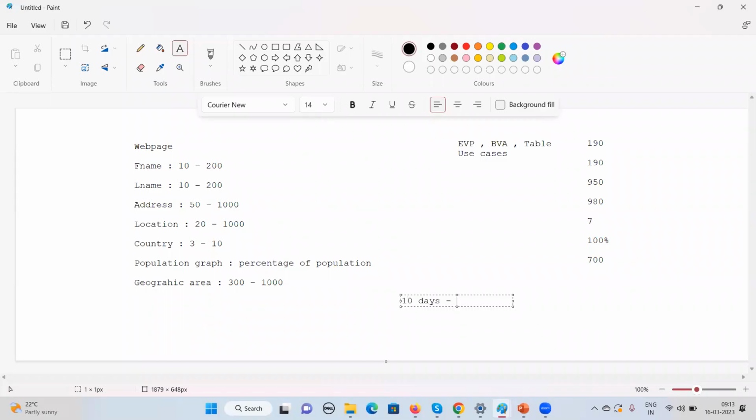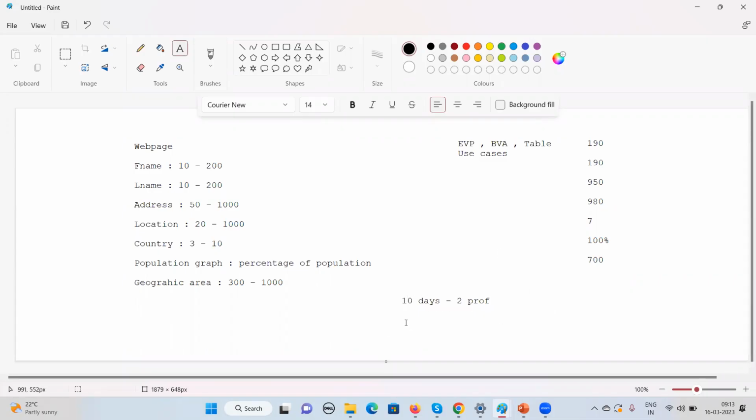10 days with 2 resources. 2 professionals are working on it. So now consider how much time it would take to complete this. Let us take that we have this many sets of test cases, 190 altogether. If you consider, there would be 2,500 or more than 3,000 test cases. Is it possible for 2 professionals to complete 3,000 test cases in 10 days? Consider how many test cases they have to execute per day. They have to execute around 300 or 400 test cases per day.